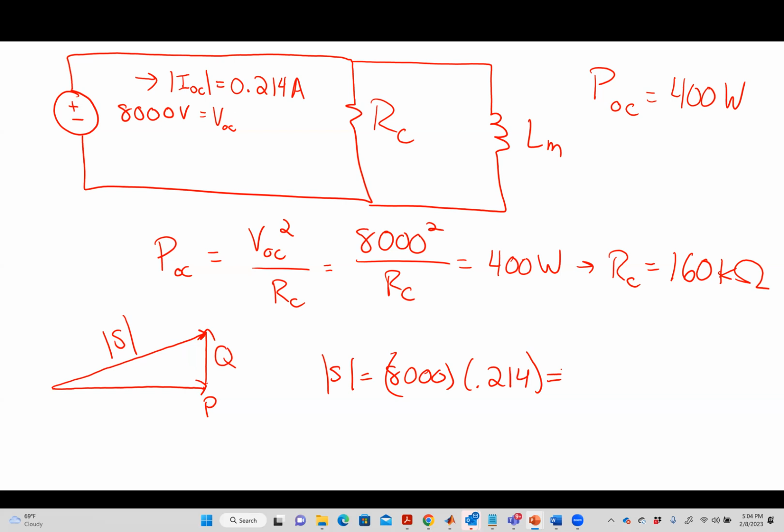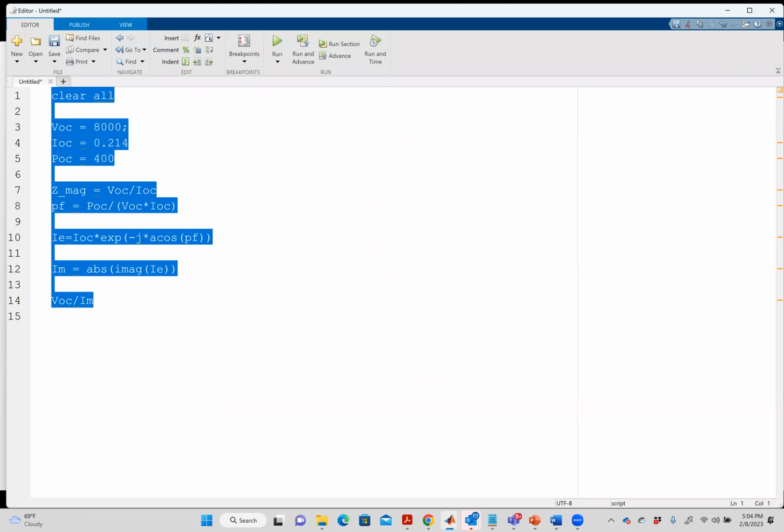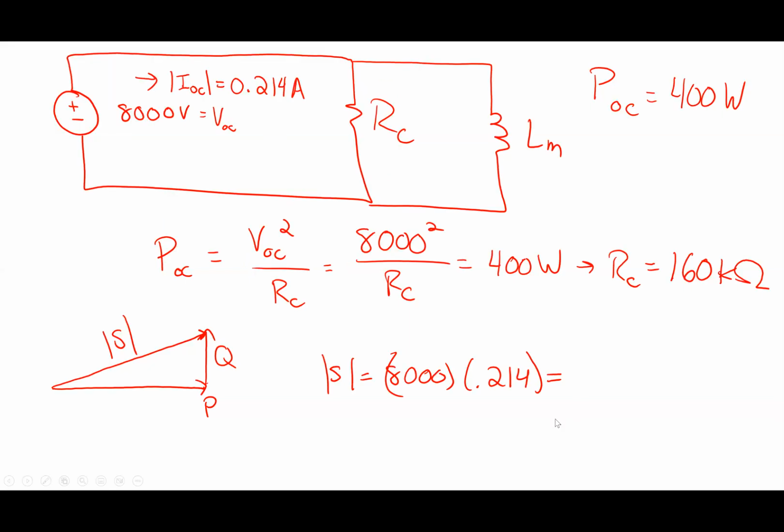I did it a different way. Let me see, I didn't write down what that was. 8,000 times 0.214. What'd you get? 1712. Okay. All right, and what are the units? The volt amps. Okay.